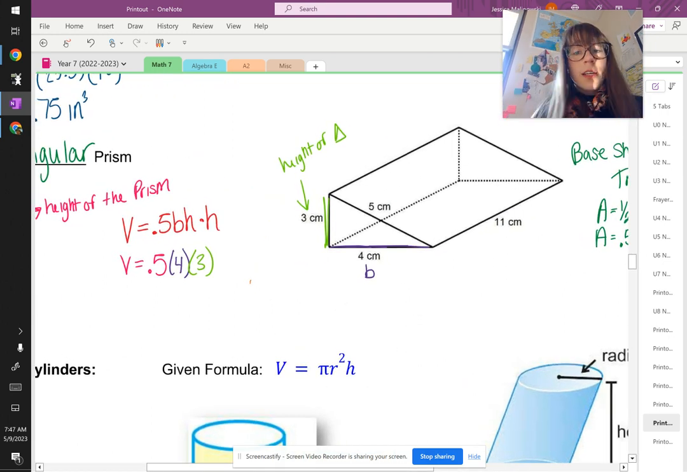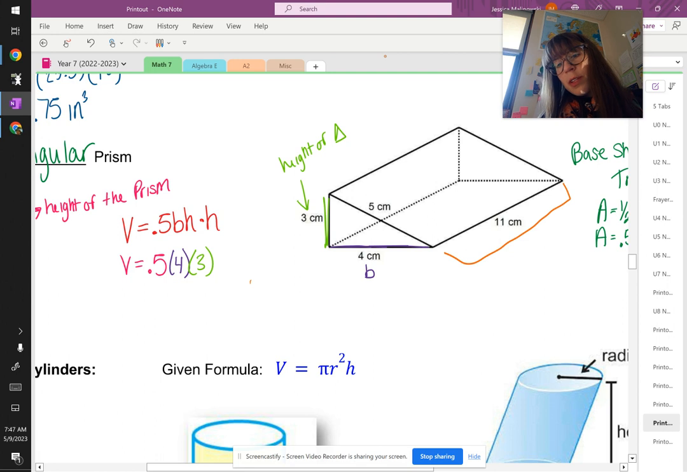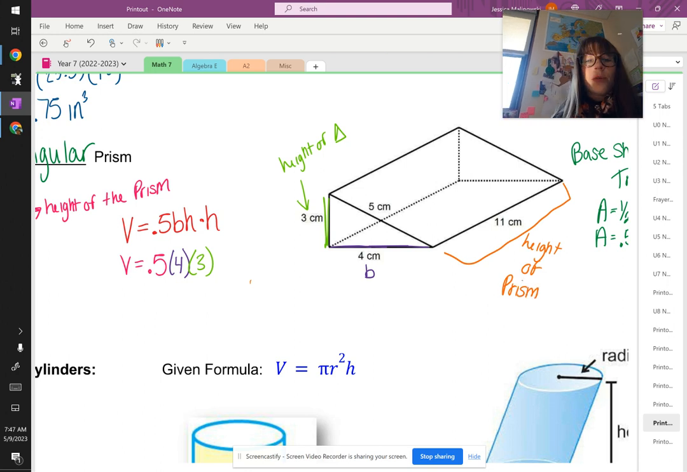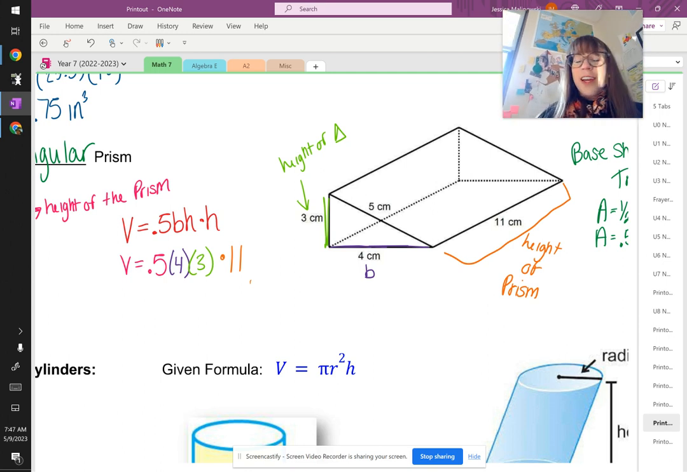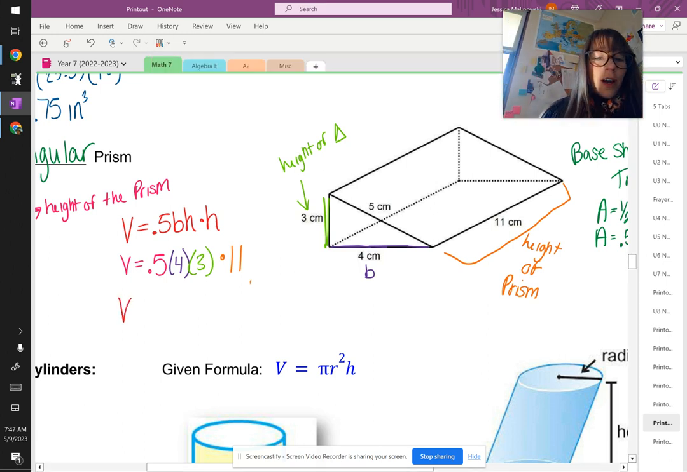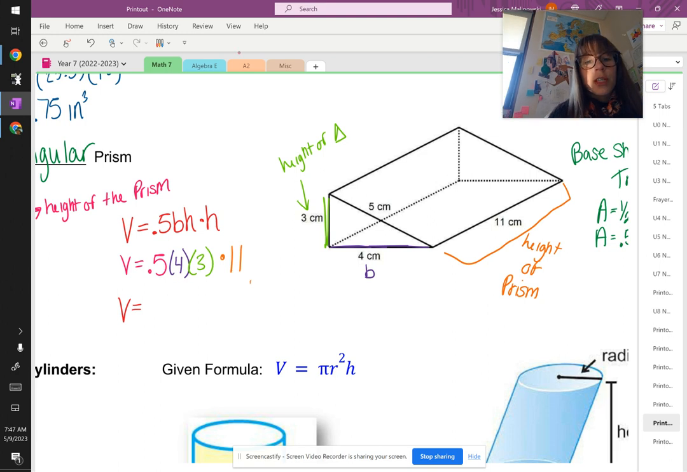And that height would actually be the 11 right here. Height of prism. Really important that you see that. I'm out of breath because I ran across the classroom to get the diagram. But anyway, calculating that into your calculator, you could plug that in all at once. As long as you're showing me what you filled in for each piece, you can just type in 0.5 times 4 times 3 times 11, which ends up giving you 66 centimeters cubed.